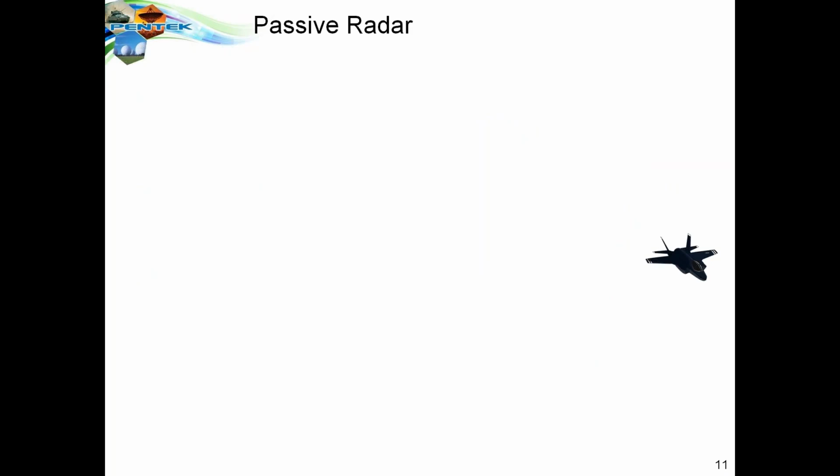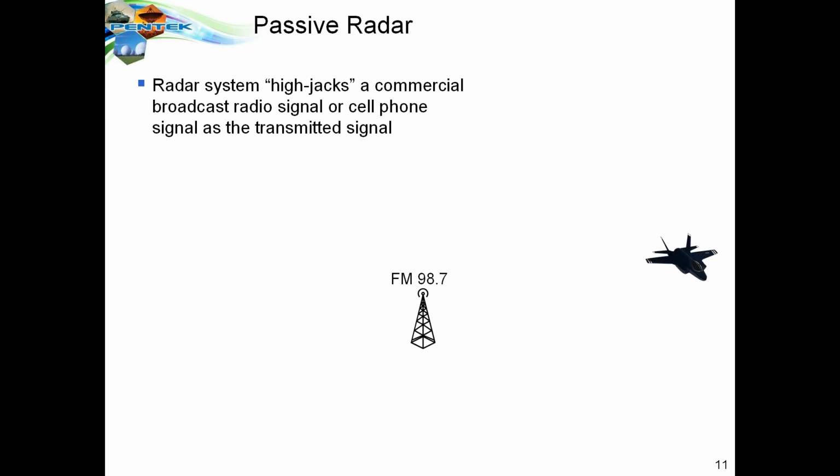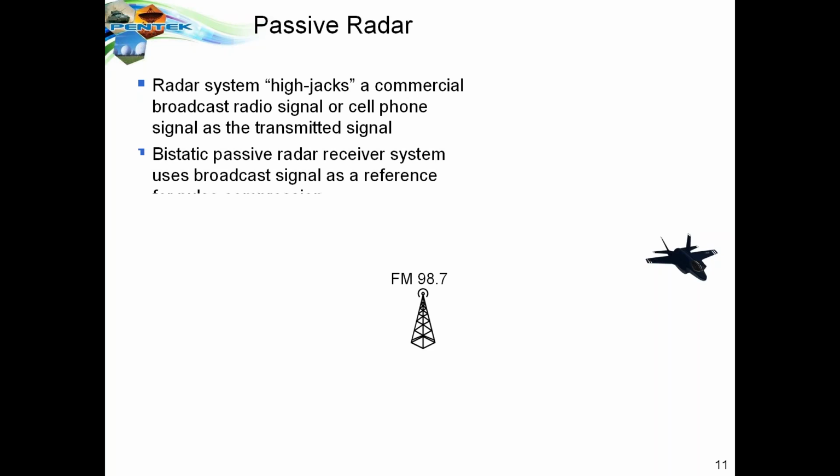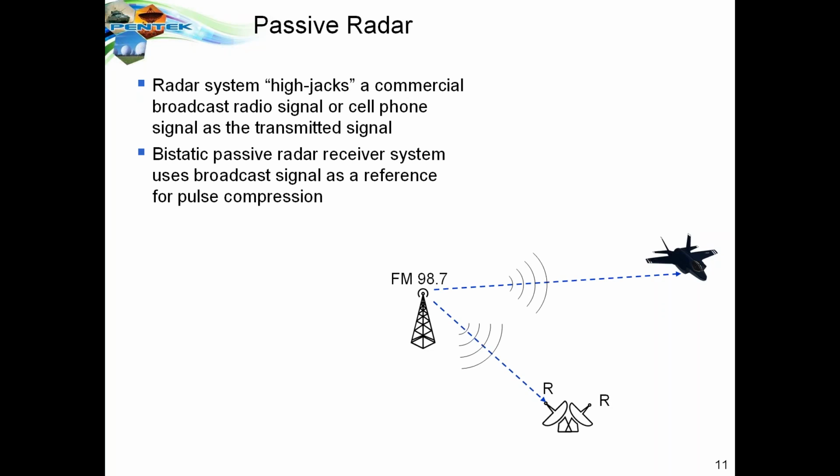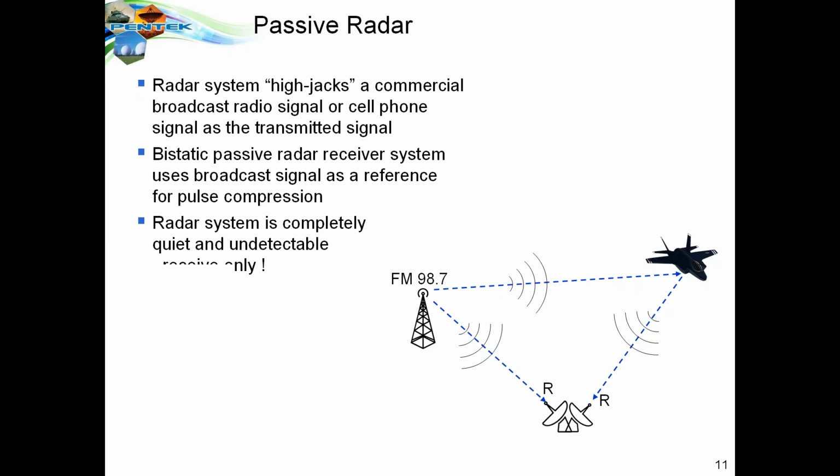Passive radars are becoming increasingly popular. Here, the radar system hijacks a commercial broadcast radio signal like an FM station or a cell phone signal as the transmitted signal. Then, using a bistatic array, where you have an antenna located remotely from that broadcast station, you can use pulse compression to take the signal that's coming from the transmit tower as your reference pulse, and the signal that's coming from the target reflected back as your return pulse. Thereby, pulse compression can actually separate the unique signal that's being returned from the target.